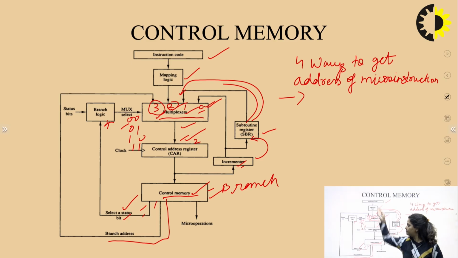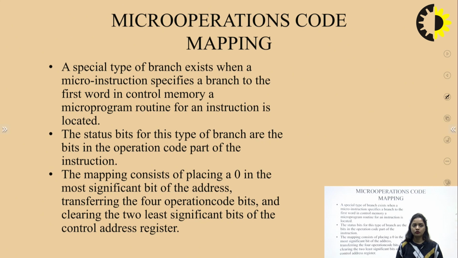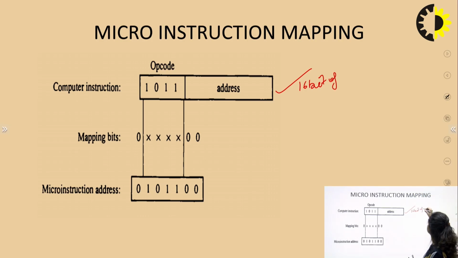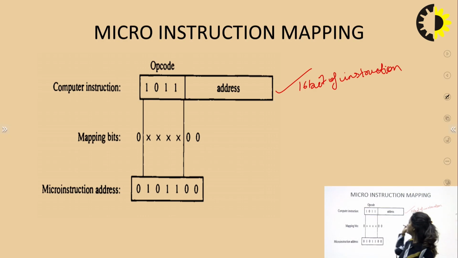So what is the mapping logic? How can this mapping be done if the instruction is received from an external source? In mapping, this is the instruction, say a 16-bit instruction, which is fetched from the memory, somewhere in the RAM itself, and it is fetched into the IR register, that is the instruction register.